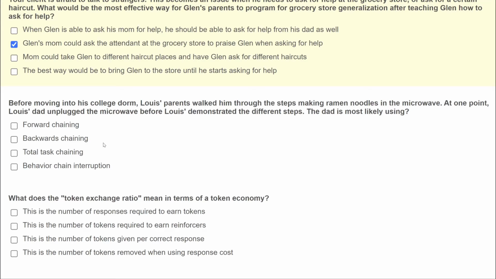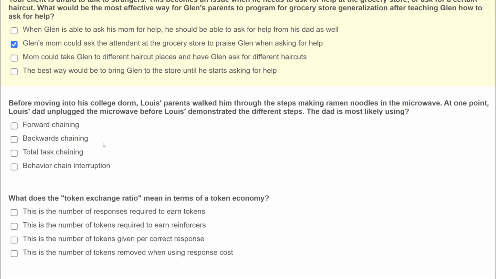What about total task chaining? Again, total task chaining, you're just teaching the full behavior, but as required with the required steps. If you look at D, behavior chain interruption, that most closely resembles what Lewis's dad did. With behavior chain interruption strategy, we take a behavior chain that we've been teaching, typically mastered, and we alter one of the steps.